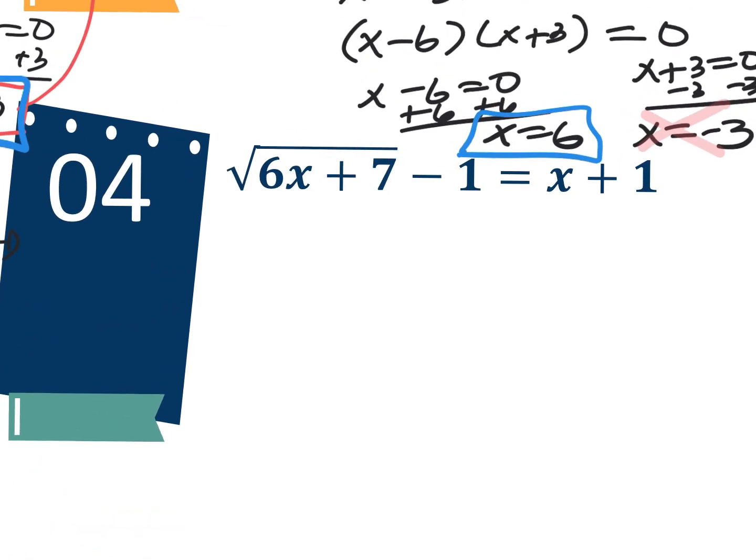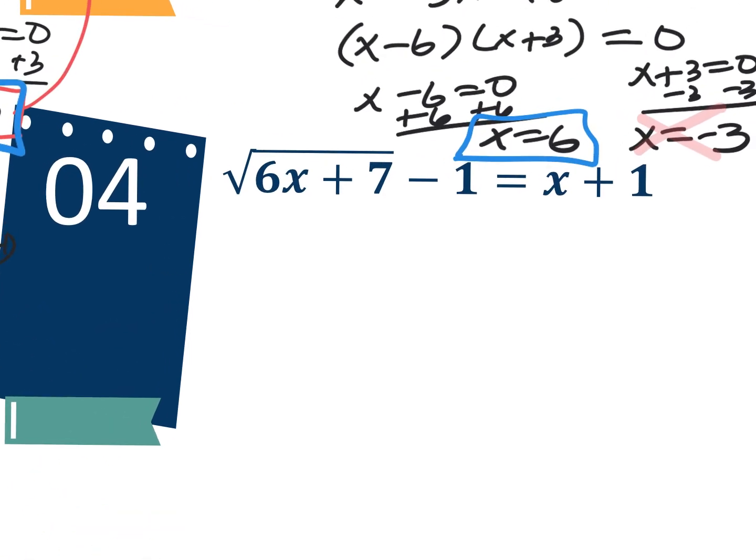Again, first step, isolate the radical first. So I need to add the 1 to both sides. So now I'm left with the square root of 6x plus 7 is equal to x plus 2. Next step, square both sides.